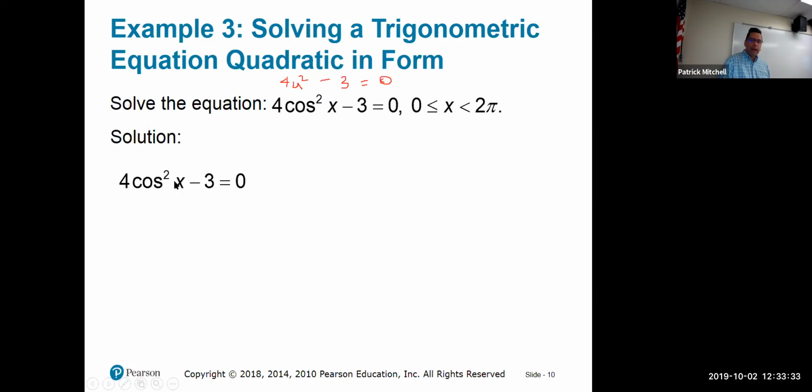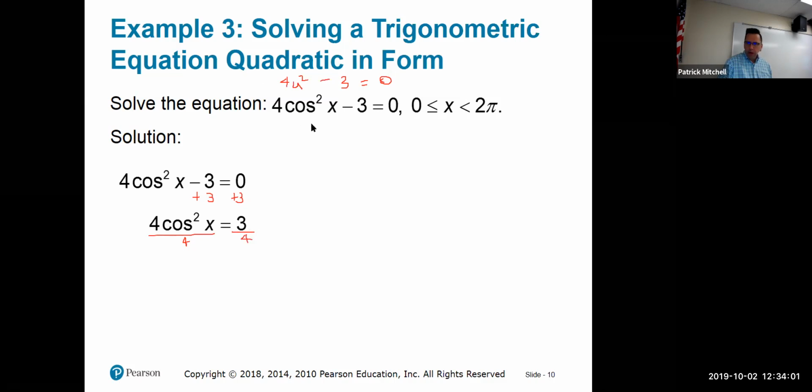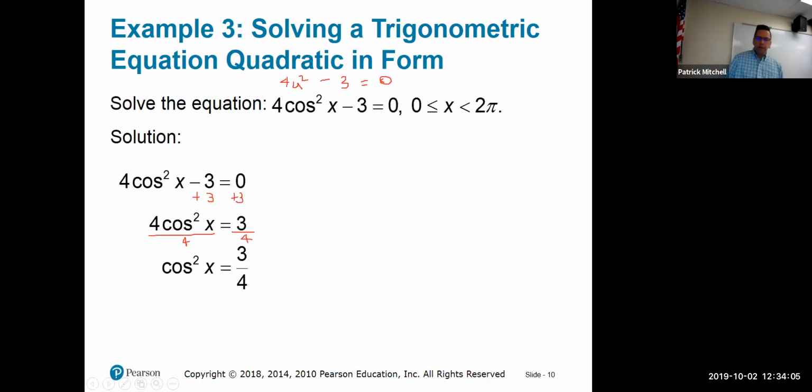So we will isolate cosine squared x, and the way we'll do that is we will add 3 to both sides. See how they added 3 to both sides, just plus 3 plus 3. And then, of course, we'll divide both sides by 4. What that is going to give me is cosine squared of x equals 3/4, right?